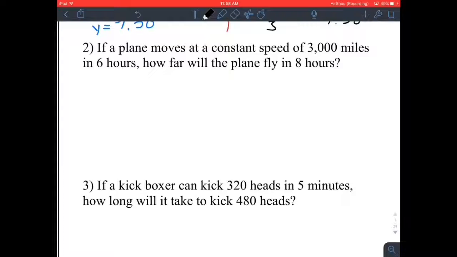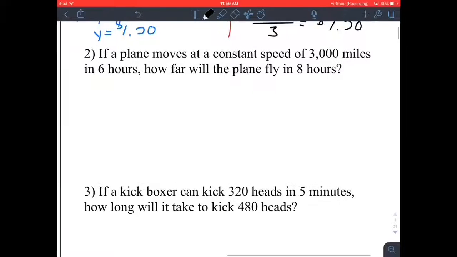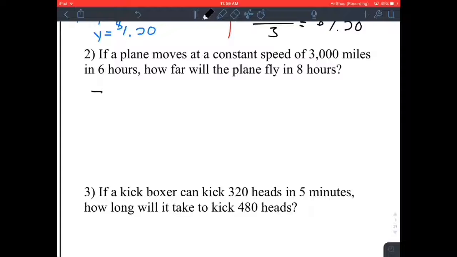Number 2 here, got a plane moving at a constant speed of 3,000 miles in 6 hours. How far will the plane fly in 8 hours? Once again, there's 2 different ways you can do this. If we write 3,000 miles over 6 hours, that fraction is equivalent to 1, because those are 2 equal things. Every 3,000 miles, you get 6 hours. For every 6 hours, you get 3,000 miles. How far will it fly in 8 hours?